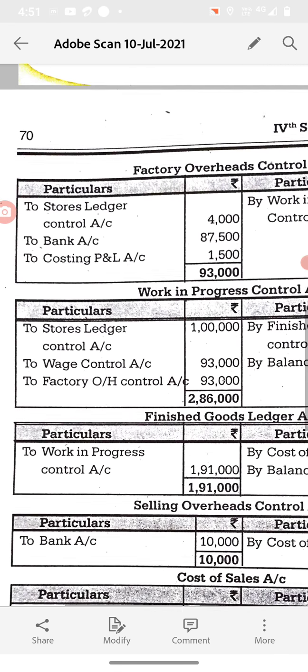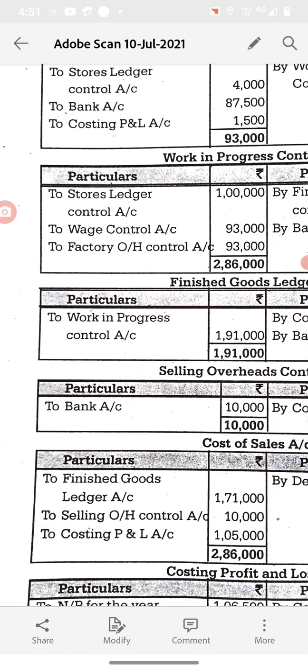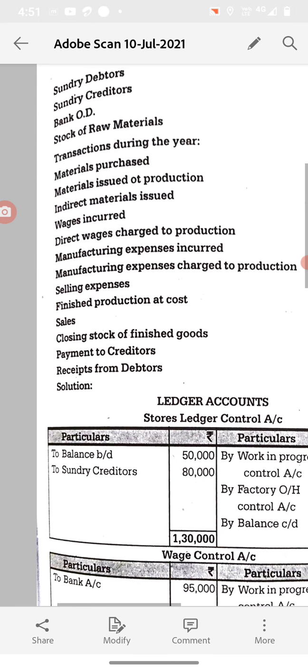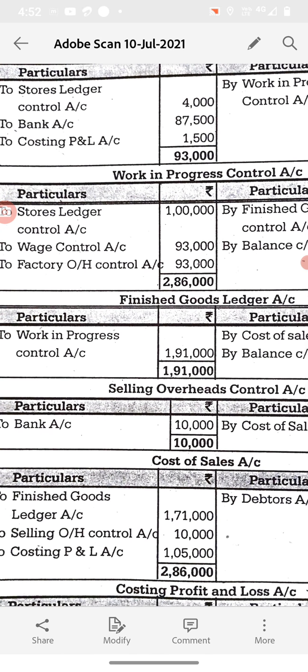Then selling expenses. So selling expenses, selling overhead to bank account, very simple. To bank account 10,000, and bank account by selling overheads. And then see, they have not given that selling expenses are charged to or absorbed. They have not given selling expenses absorbed. So you have to do it now. So expenses, remember, for wages, factory overhead, administrative expenses, selling expenses, you have to close the account. If the one entry is given, you have to give absorption entry. If paid and absorption is given, you have to transfer the amount to profit and loss account.